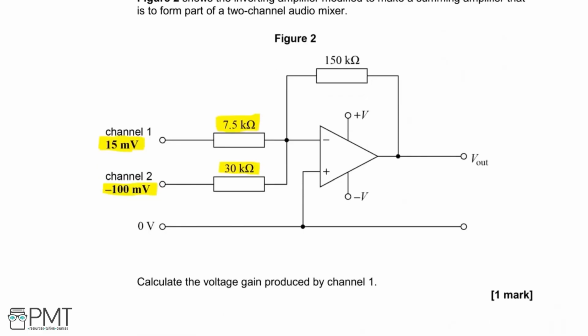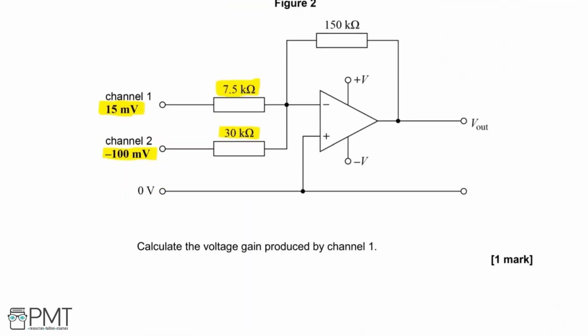Calculate the voltage gain produced by channel 1. Now to calculate this, we need to use the following equation. So we have voltage gain in channel 1 is equal to minus RF over Rin1. So in that case, the voltage gain of that channel is going to be the negative of the ratio of the resistance Rf and the resistor Rin1, which in this case is 7.5 kilo ohms. So let's substitute in our values.